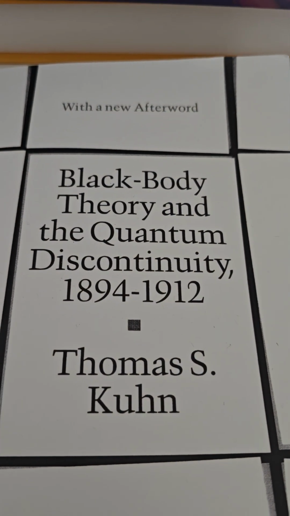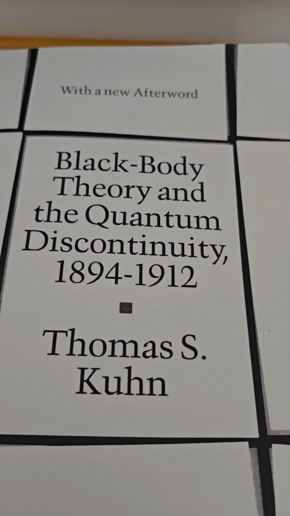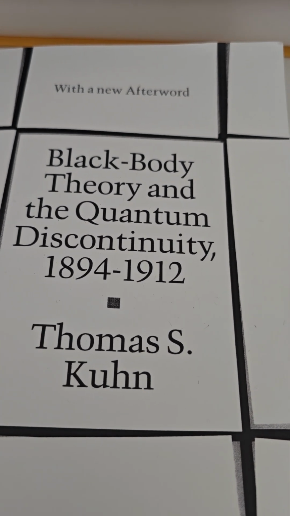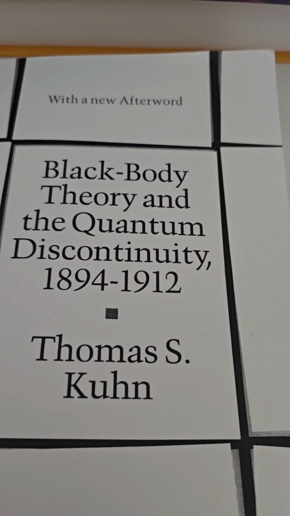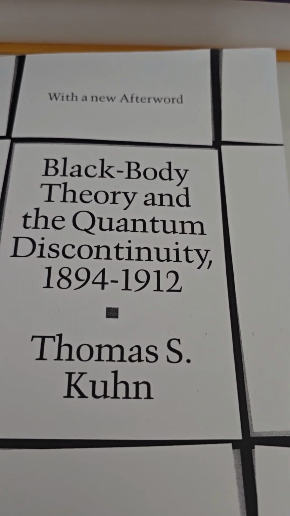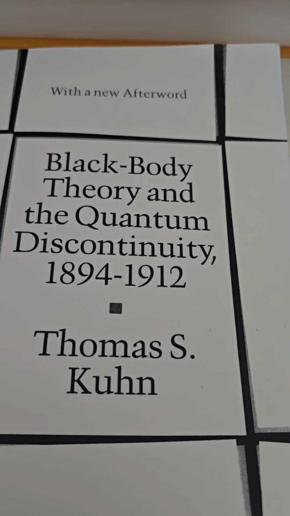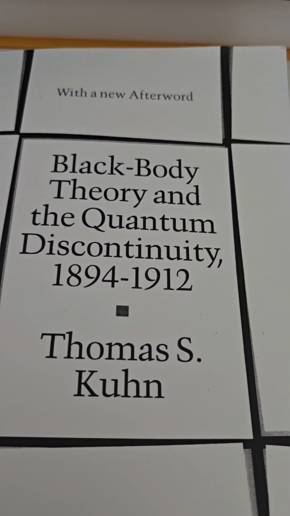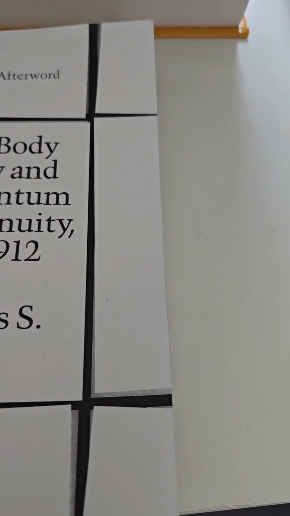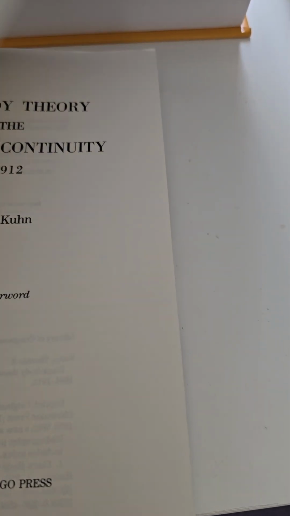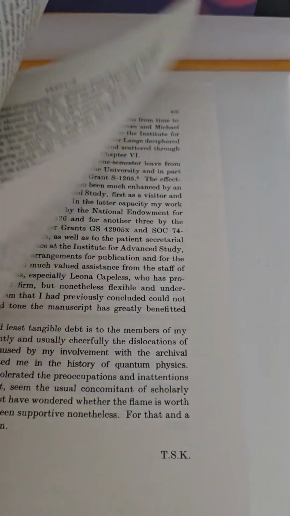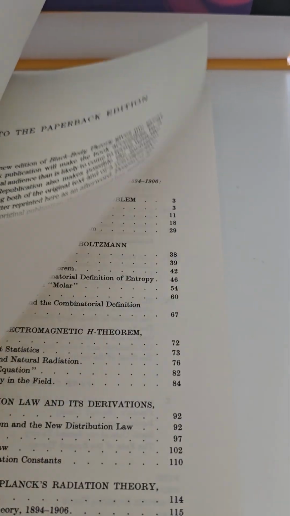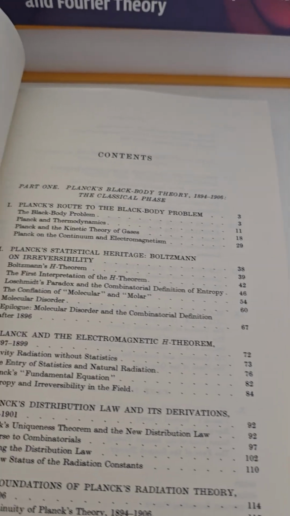Here we see a book, Black-Body Theory and the Quantum Discontinuity by Kuhn. Kuhn is the same Kuhn, a physicist who really wrote a lot about philosophy and how to interpret new physics. And he invented the concept of paradigms in physics and paradigm shifts and revolutions. Yeah, so this book is really about the history of a particular problem, the black body problem.